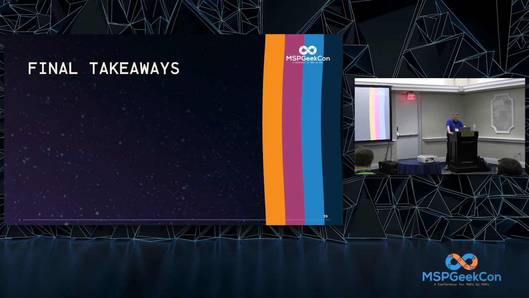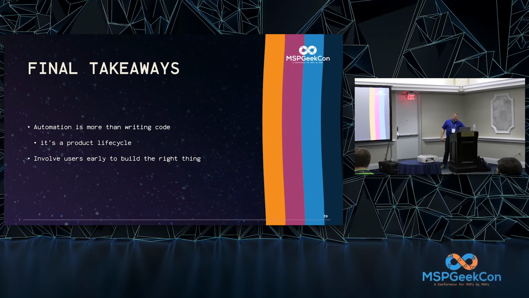Some final takeaways. Automation is more than writing code. It's a product lifecycle, similar to the DevOps lifecycle. It's constant maintenance. Involve your users early on to help build the right thing. And build for growth. Again, back to my class library. Don't want to keep rewriting the same code over and over again. Essentially, in PowerShell, it's a module. The word's there, just trying to reach for it.